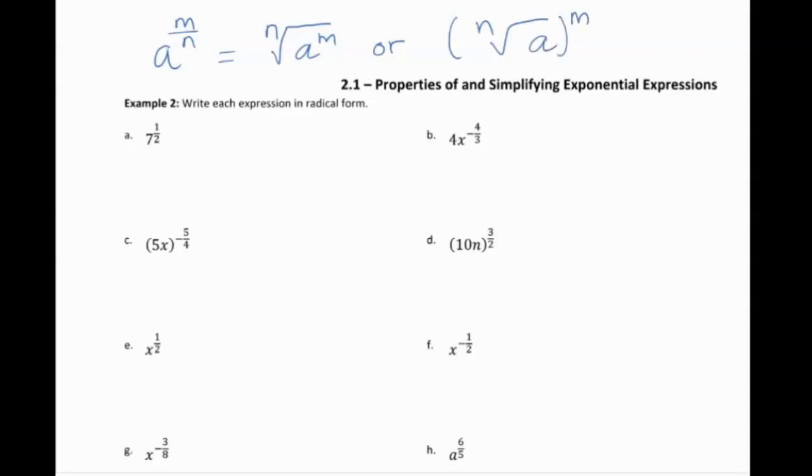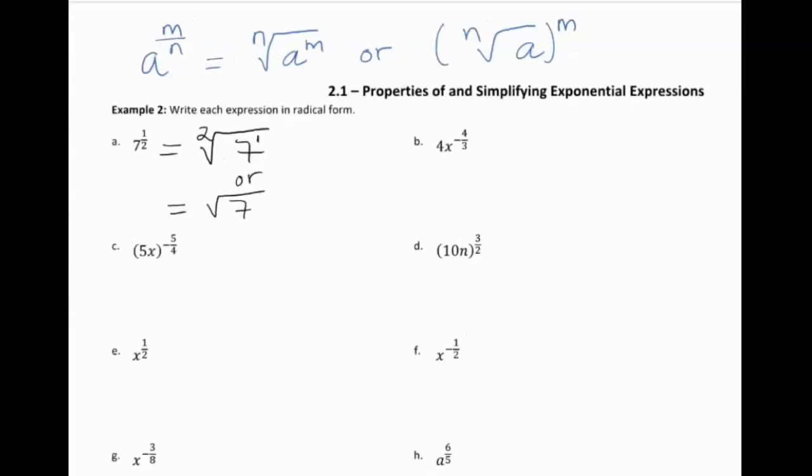Okay, let's take a look at our first example. We have 7 to the 1/2. We can rewrite this as 7 inside our square root. This is not necessary, but you can write it if you feel more comfortable. Or just the square root of 7.